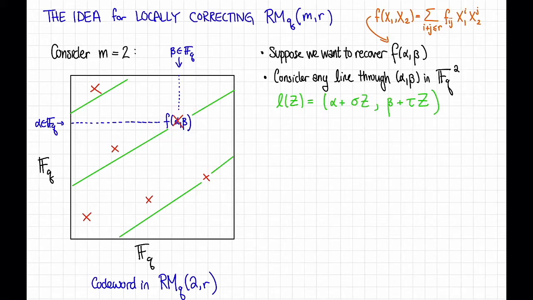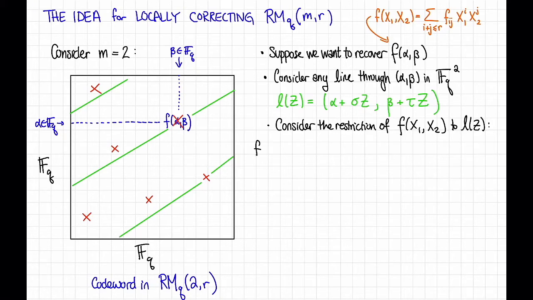Now, let's consider the restriction of this bivariate polynomial f to this line. By that, I mean, let's consider f of L of z. So we're just going to plug in points that live on this line for the variables in f. And if we plug this into our generic form for f up here, that's going to look something like this.